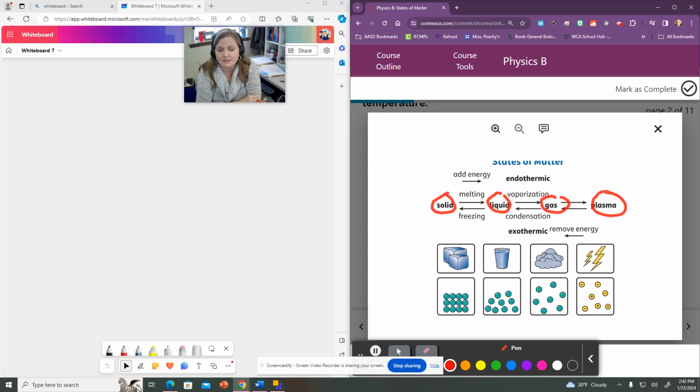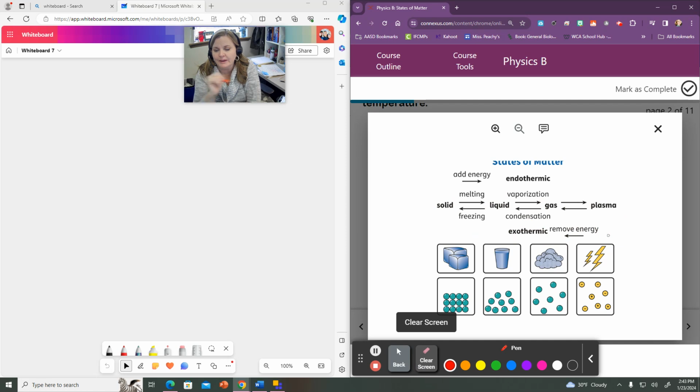And the arrows represent what's happening. So is it going from a solid to a liquid, or is it a liquid freezing into a solid? And then the words are indicating the process that's occurring. So if you're moving from a solid to a liquid, it's because the solid melted. If you're moving from a liquid to a gas, it's due to the process of vaporization. If you're moving from a gas to a plasma, there isn't a process listed there, but that's the other state, right?